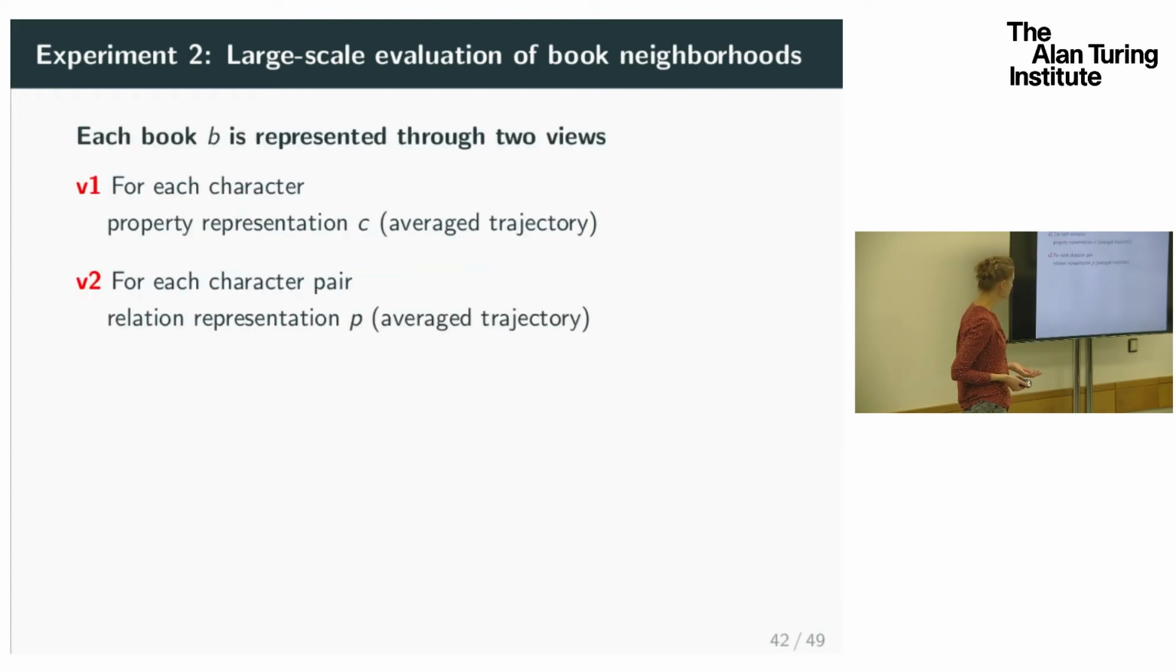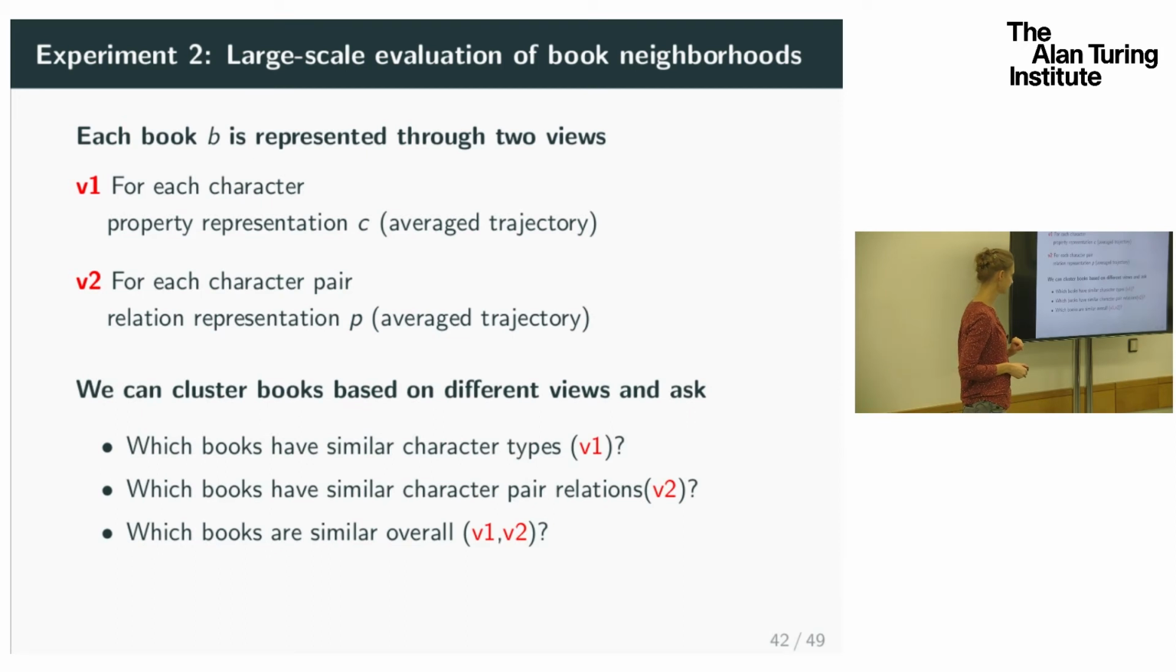So the remaining question is, how do we actually cluster books? How do we compute a similarity based on the structured representations that our model induces? Recall that for each character in each book, we have a property representation, and for each character pair in each book, we have a relation representation, through an average trajectory over the property descriptors and the relation descriptors.